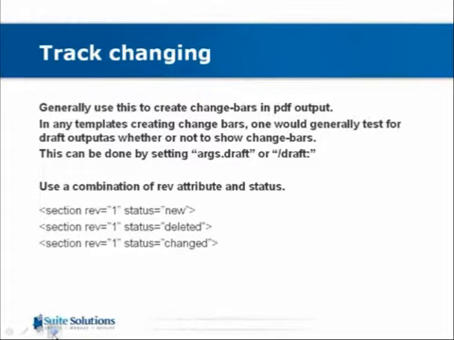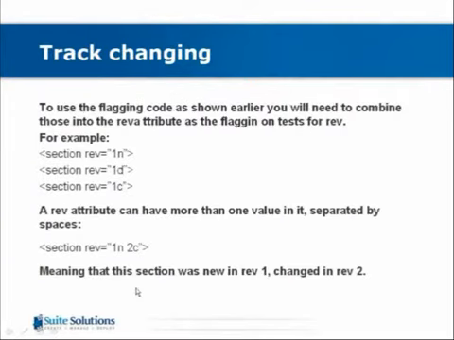So there's a few ways of doing this. You can start off with the regular, straightforward way, which would be section rev equals 1, and then set the status. Right, so we have a status attribute: new, deleted, change.